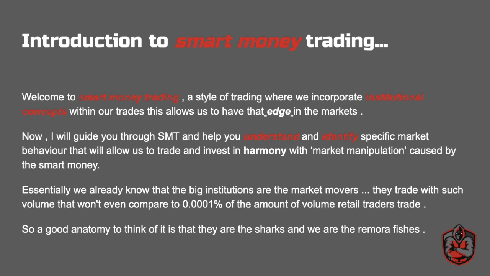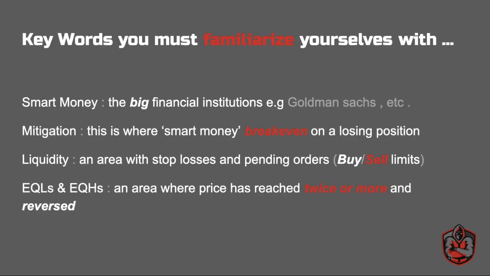Essentially, we already know that the big institutions are the market movers. They trade with such volume that doesn't even compare to 0.0000001% of the amount of volume us retail traders trade. A good anatomy that my mentor Mark Fraser taught me is that you got to think of it as this: the smart money are essentially the sharks, and we as retail traders are the remora fishes. Now, the remora fishes would follow the sharks and eat the sharks' leftovers. That's a good anatomy to think of it as. Now let's get straight into it.